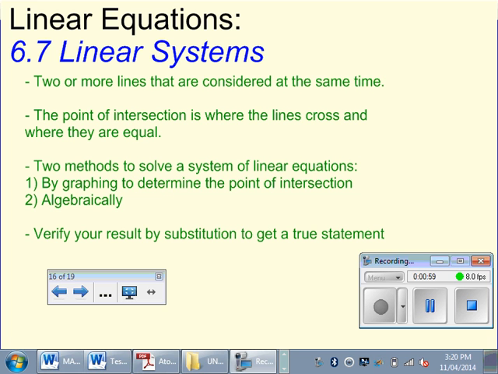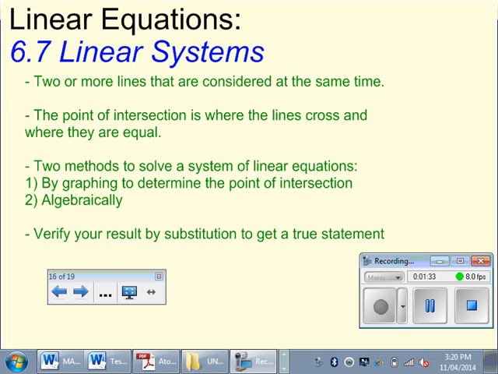The second method, which is much more exact, is algebraically. In this case, I'm going to compare those two lines and solve for the point of intersection. In addition, I can verify any result I get, either by graphing or by algebra, by substituting it into one of the equations. As long as I get a true statement, I know I did the method correctly and I have the exact point of intersection.